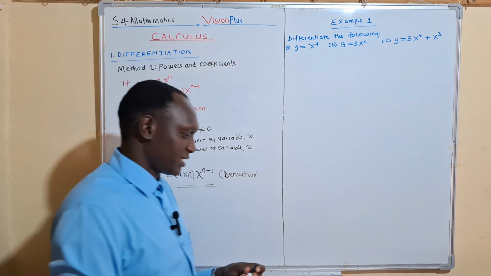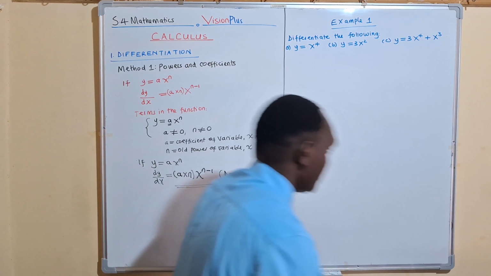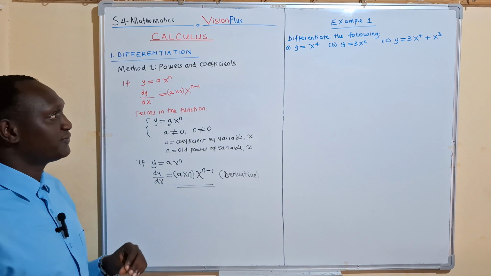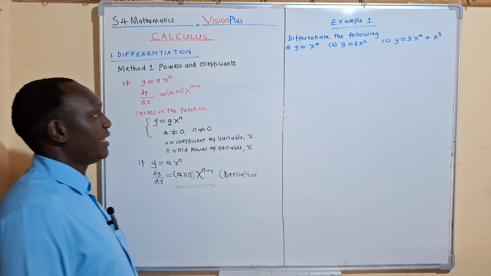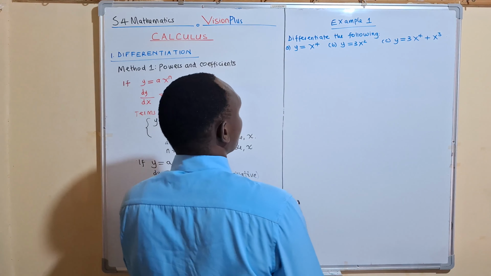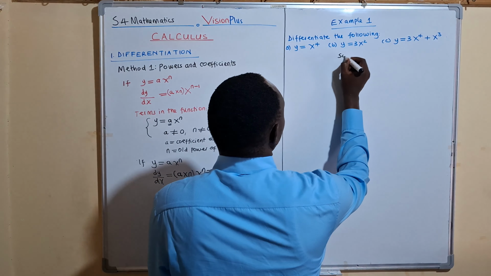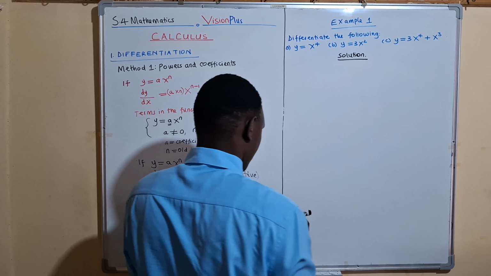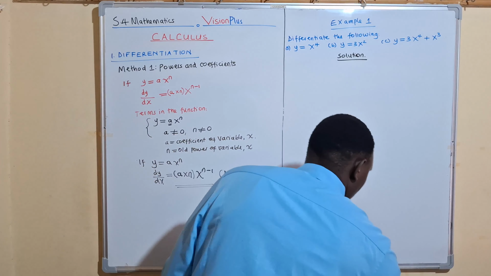Examples. So let us start with example 1. Example 1 says: differentiate the following. A. So the solution would be for A.